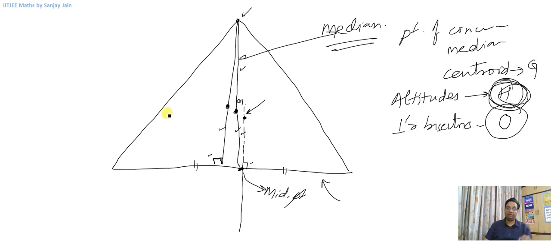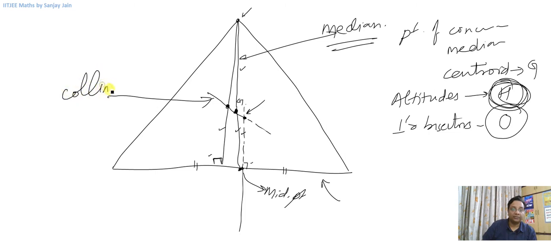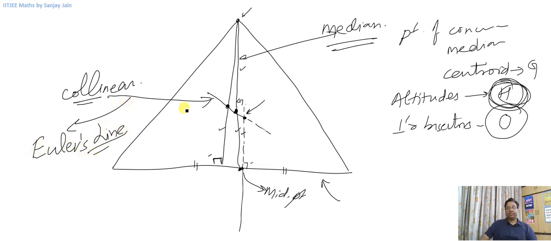Okay, for now I have taken just one altitude. I want to display something to you. If I join these 3 points with a line, right, these 3 points lie on a line. What I mean to say is these 3 points are collinear, and this line has got a special name, Euler's line. Euler's line, right? Now if you look at these two triangles, this triangle, let me change the color.